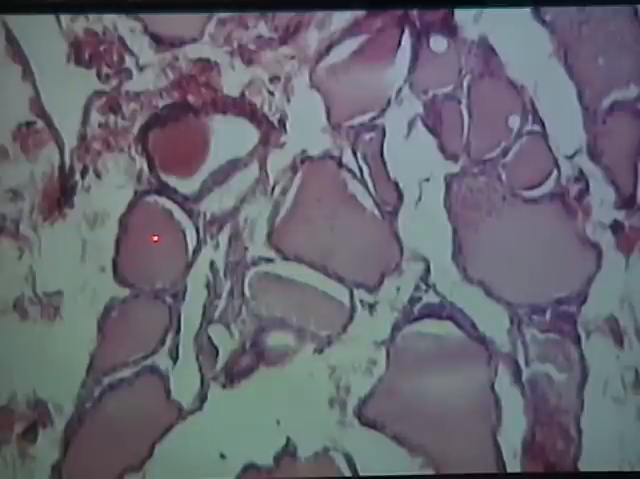Now let's increase the magnification and see if we can see the nature of these cuboidal cells that form the thyroid follicles. This is a high magnification view of the thyroid gland. We have a couple of follicles in our field of view. This is a thyroid follicle. This is another one.